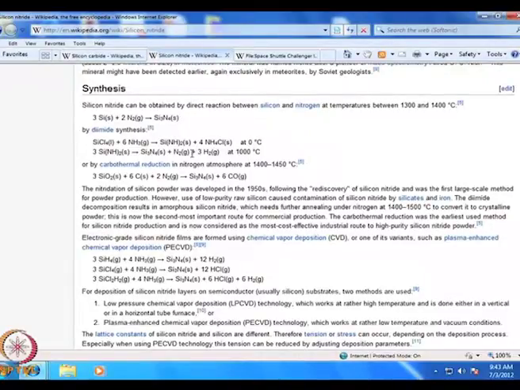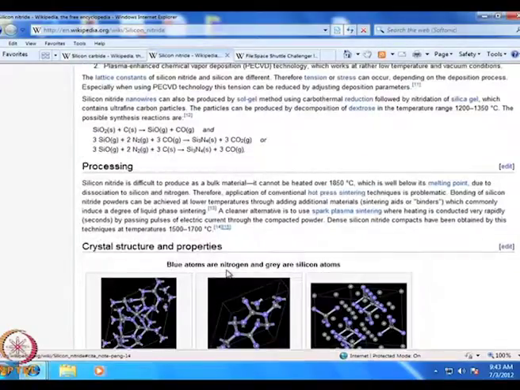You can get the various processes, silicon tetrachloride to silicon nitride over here. From sand to silicon nitride, there are processes. If you are looking for electronic grade silicon nitride films, you have got silane being reacted with ammonia. I had referred to this earlier. Silicon tetrachloride reacting with ammonia. These methods I had referred to much earlier.